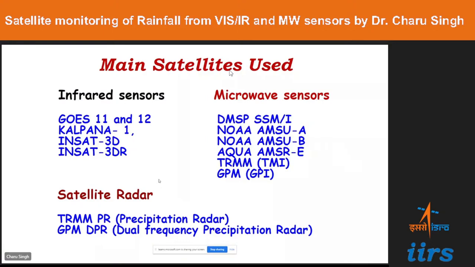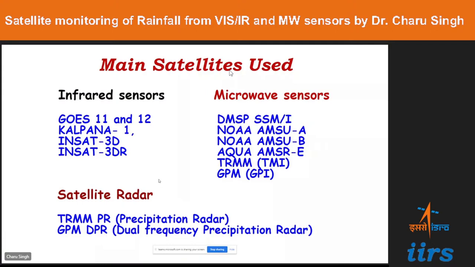There are satellite radars also. So we have TRMM-PR. This is the precipitation radar on board TRMM. This mission is out of phase, so precipitation radar data sets from TRMM are available till 2014. Then we can utilize GPM DPR data sets. This is the dual frequency precipitation radar on board the GPM satellite. So now we have data sets available from GPM specifically for the satellite radar.